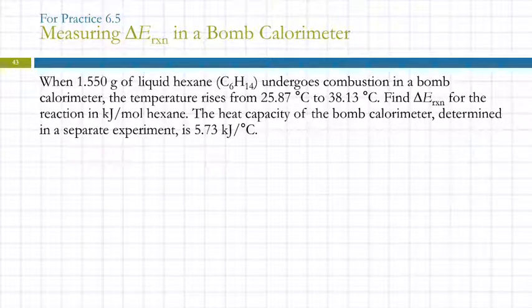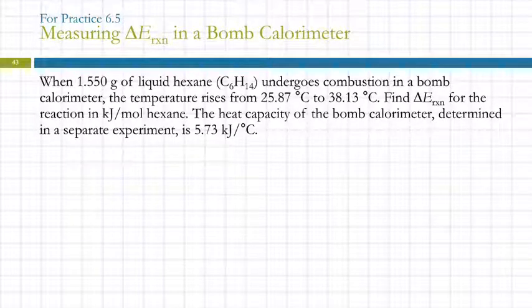So we can do a problem like this. When 1.550 grams of liquid hexane undergoes combustion in a bomb calorimeter, the temperature rises from 25.87 degrees to 38.13 degrees Celsius. Find the change in energy for the reaction in kilojoules per mole of hexane. The heat capacity of the bomb calorimeter, determined in a separate experiment, is 5.73 kilojoules per degree Celsius.